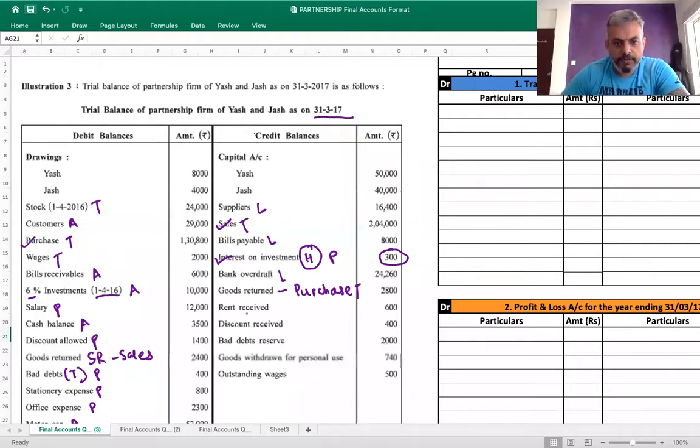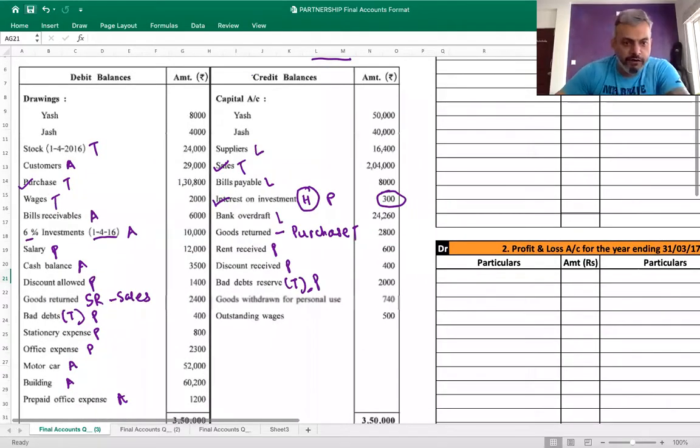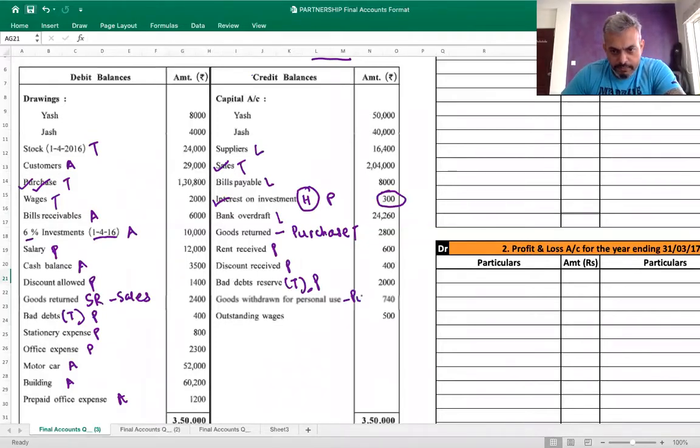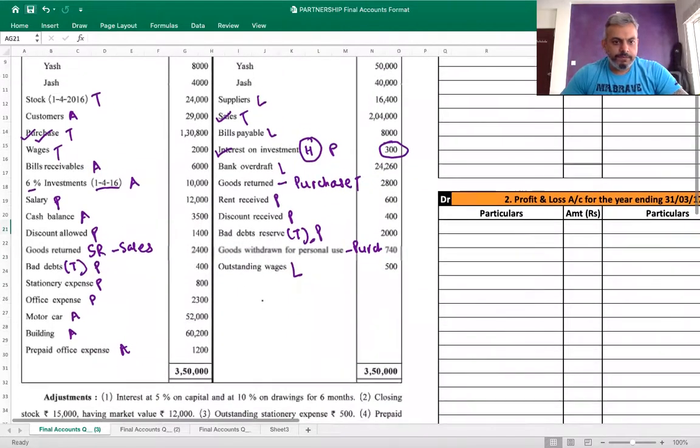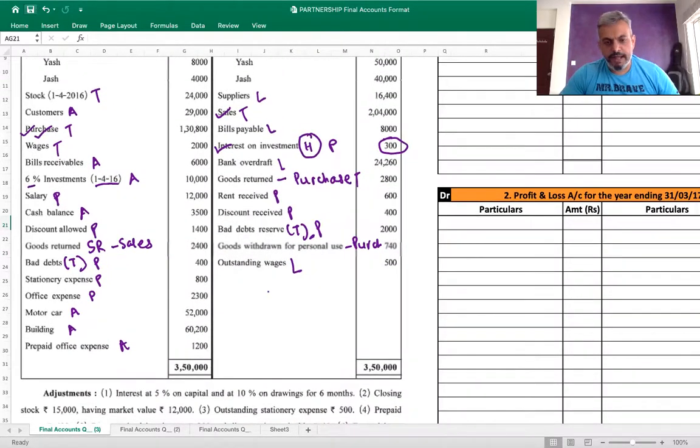Tick it. Rent received, profit and loss. Discount received, profit and loss. Bad debt reserve as per trial balance, profit and loss. We have to minus from it. Goods withdrawn for personal use, we will minus from purchase. Tick purchase. Minus purchase and outstanding wages, liability. Now check whether this has tallied or not. 350. So tick it.